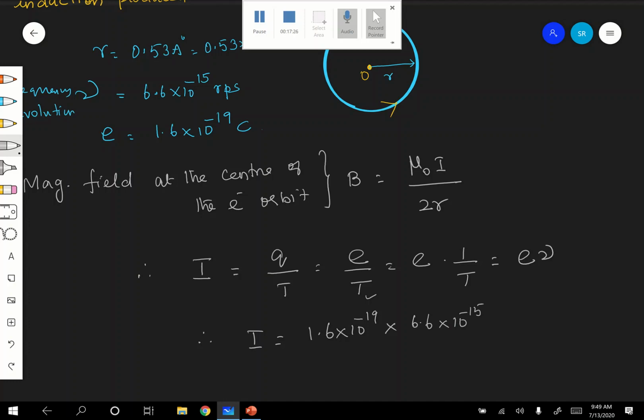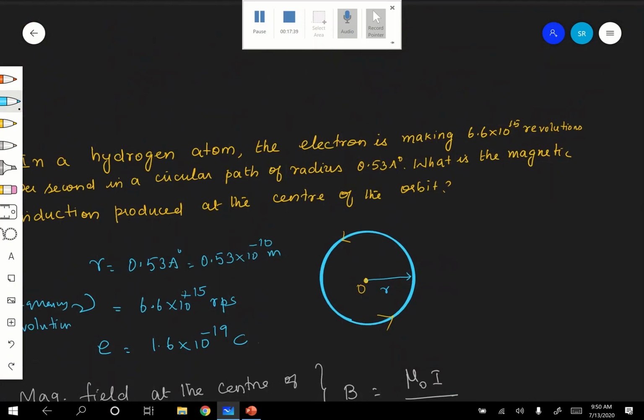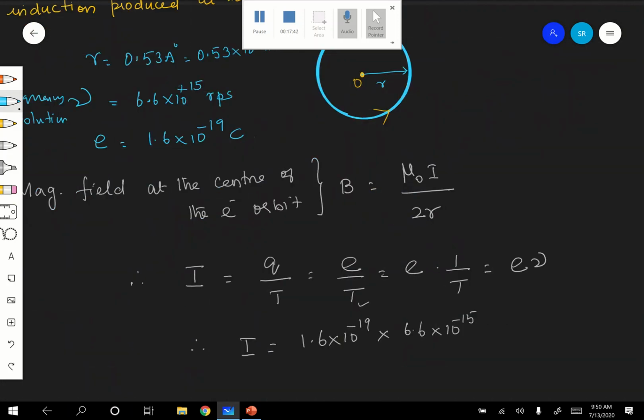Okay, how will it be minus 15? It is plus 15. Frequency here, what I have written is 6.6 into 10 power 15 revolutions per second. Is it clear?